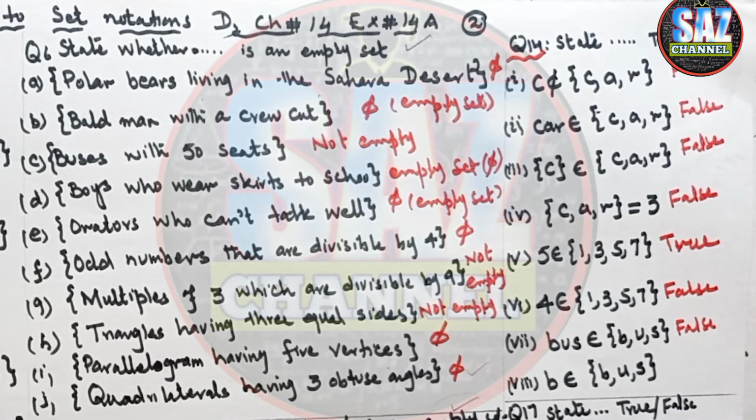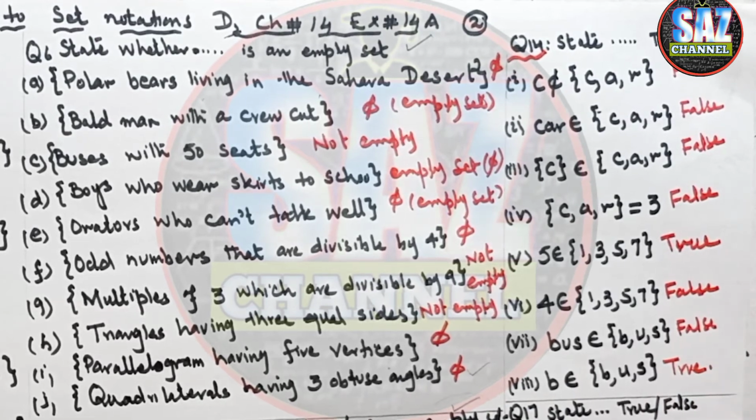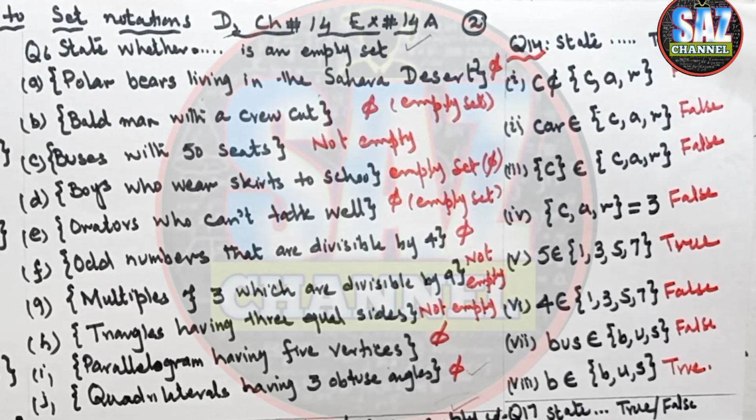Moving to the last part, B belongs to {B, U, S}. Yes, B is a member of the set, because the set contains the elements in the form of the letters B, U, and S. So it's true. I hope you are clear about this situation. And let's move to question number 17, and let me read the question from the book.